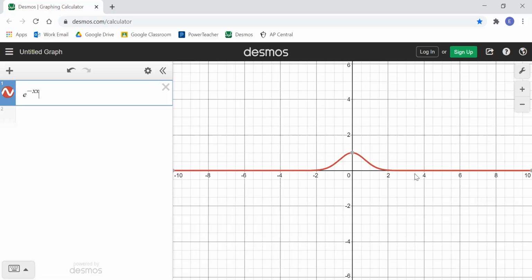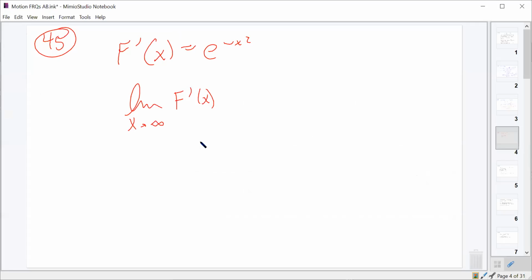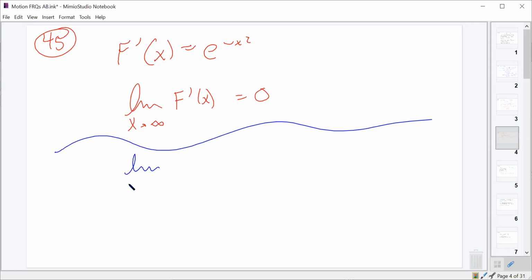Maybe that's what they meant. So if they meant f prime of x, this is 0, right? As x goes towards infinity, this is 1 over e to the x squared, and that goes to 0. There's no question about that. But maybe they meant this, because they gave us the information that capital F of 0 was 0, right?